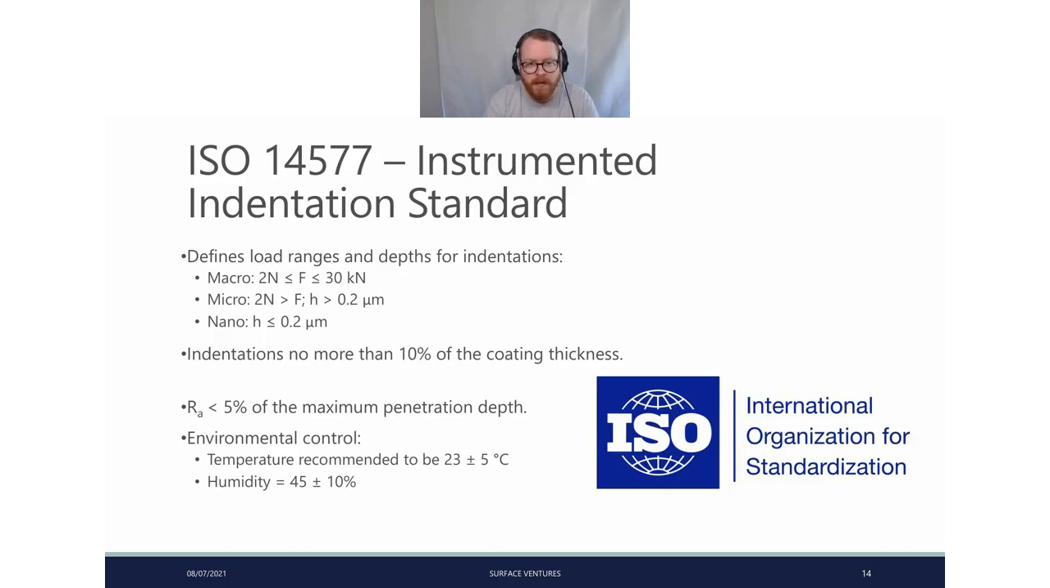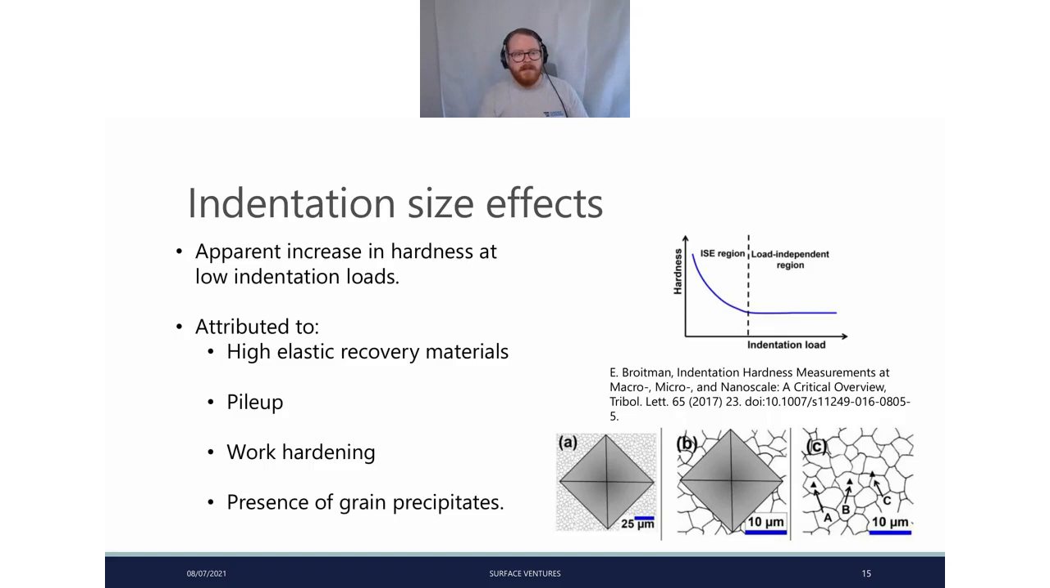so that you don't get very many roughness effects, and then also to ensure environmental control during indentation. We have indentation size effects as well. So effectively at low indentation load, generally you're not necessarily always going to see an increase in hardness, because you might not necessarily have a fully developed plastic zone, but generally what you would see as you decrease the length scale of your indentation, indent with lower load, you would get this apparent increase in hardness as you're sampling instead of with a lot of materials, polycrystalline, single crystals.